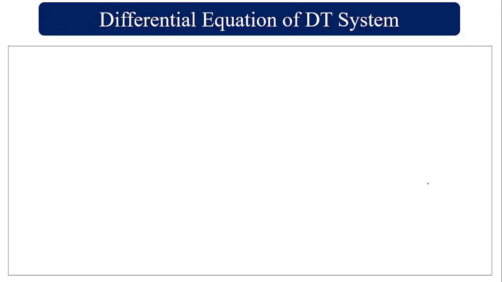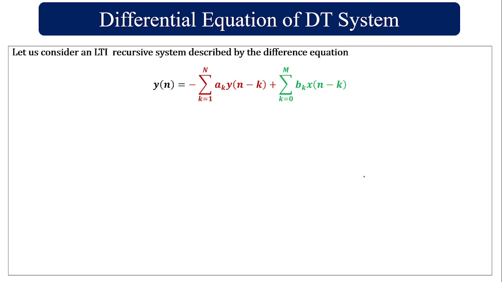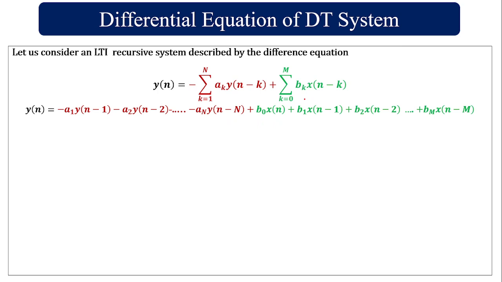So the difference equation of discrete time systems can be given by y of n is equal to minus summation k equal to 1 to n a suffix k y of n minus k plus summation k equal to 0 to m b suffix k x of n minus k. So if we expand the summation by substituting the value of k as 1 to n for this term and k as 0 to m for this term, we'll be able to get this one.